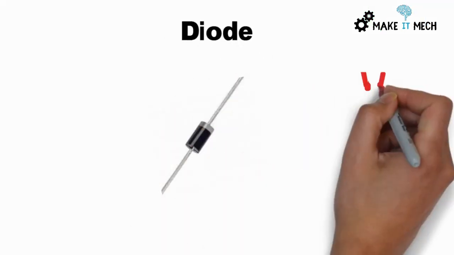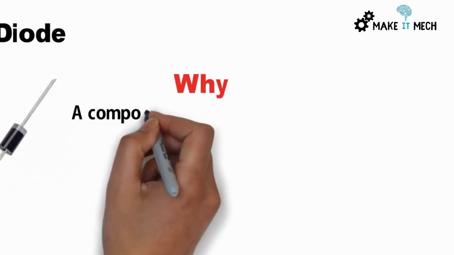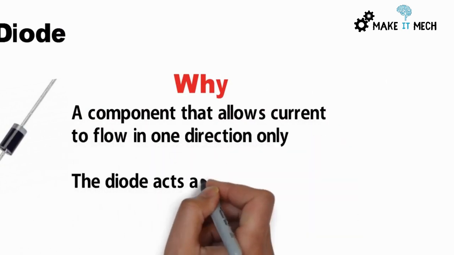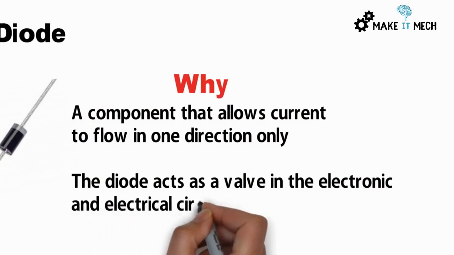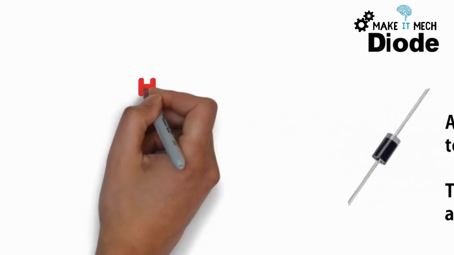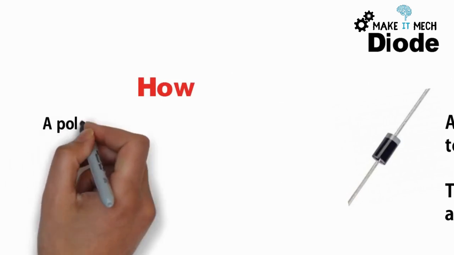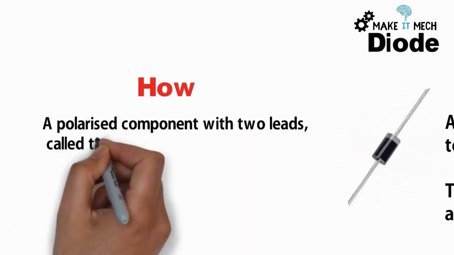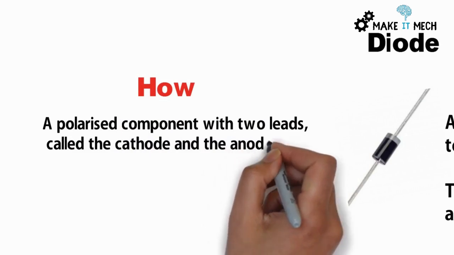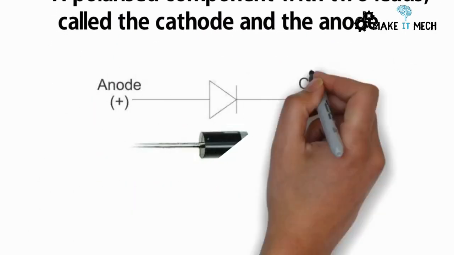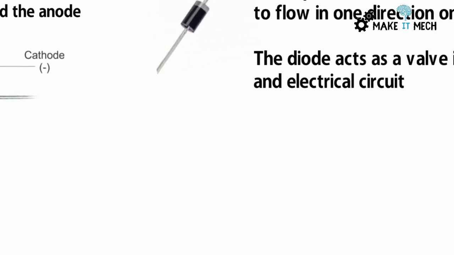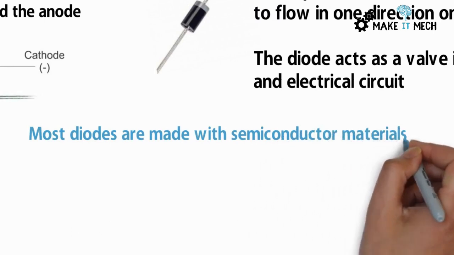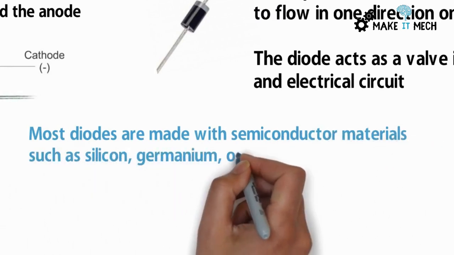On number 7, we have our diode. Why do we use a diode? A diode is a component that allows current to flow in one direction only. The diode acts as a valve in electrical and electronic circuits. The diode is a polarized component with two leads called the cathode and the anode. Most diodes are made with semiconductor materials such as silicon, germanium or selenium.